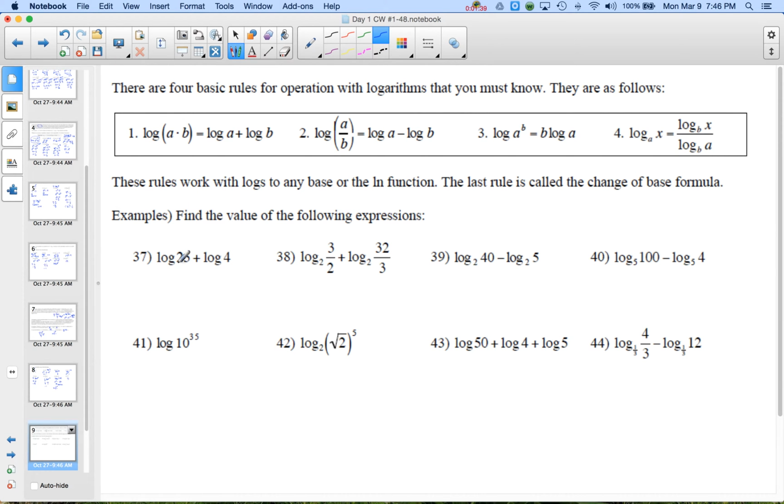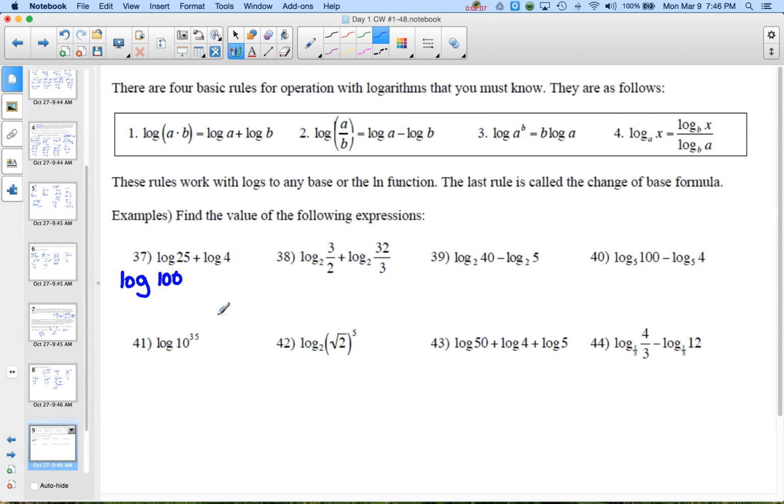In order to evaluate these, we just want to rewrite them. You're going to find a value for the following expression, so find the rule that matches this. If you look at rule number 1, you have addition form. So that means I can rewrite this as log, and I'm going to multiply 25 times 4, which is 100.